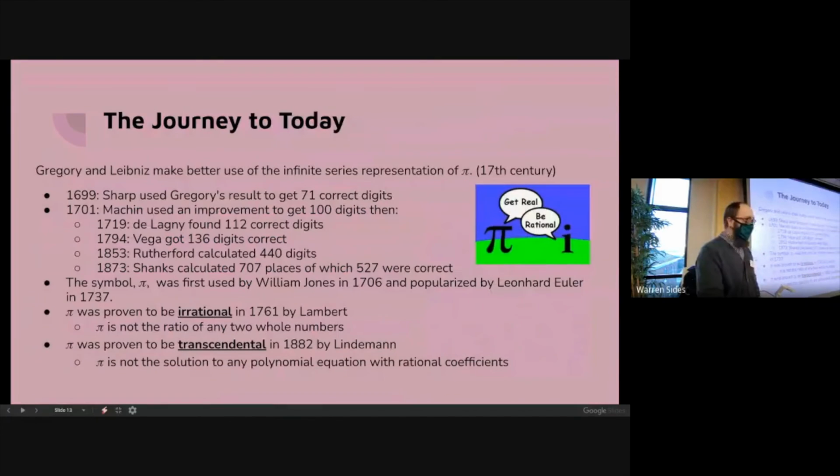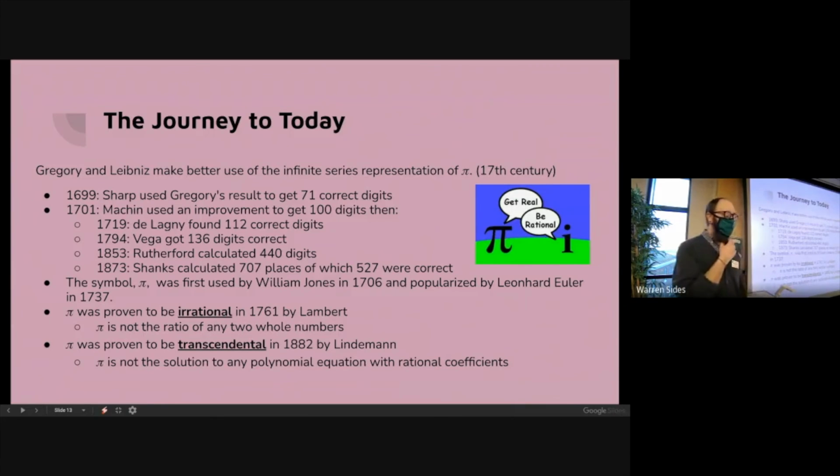Then to today, right, there's the boom, boom, boom, things start to happen, right? So after the Renaissance, Gottfried Leibniz and James Gregory, they had that infinite series approximation. They actually refined it. They made better approximations so that they didn't have to add up as many terms to get a better approximation. The one that was used in India was very slow to get to a good answer. So this is around the 17th century. And then, I won't go through all this, Sharp gets 71 correct. Machin makes some improvements and gets 100 digits, and then it's 112, 136, 440, and it goes all the way to 77. I appreciate this.